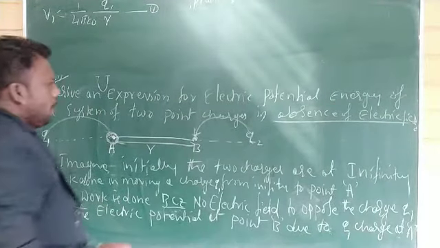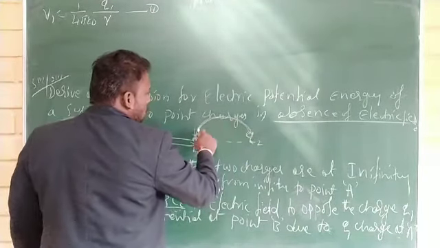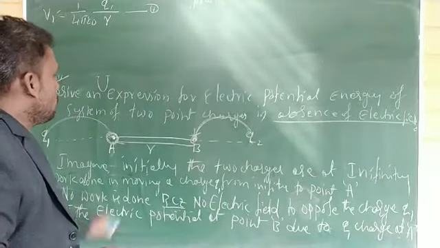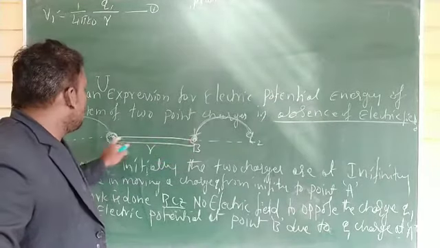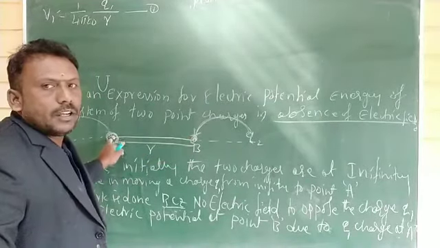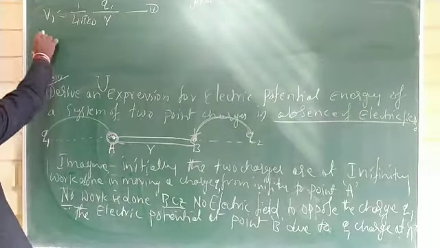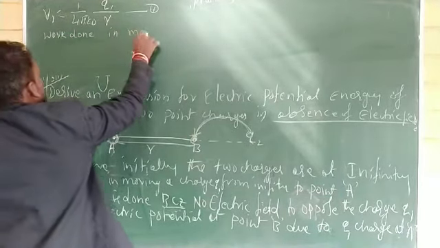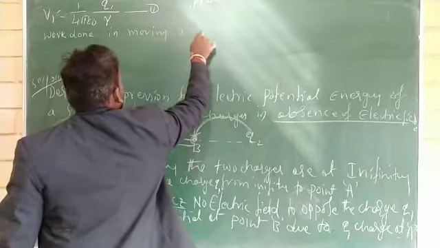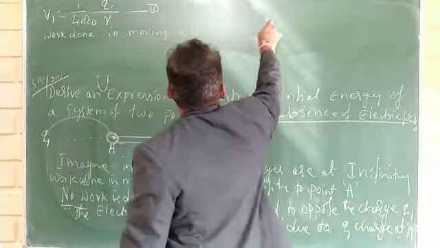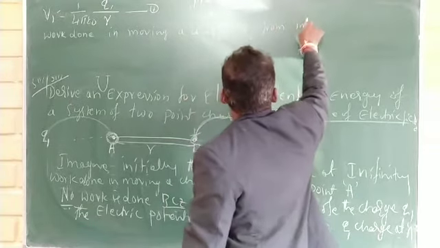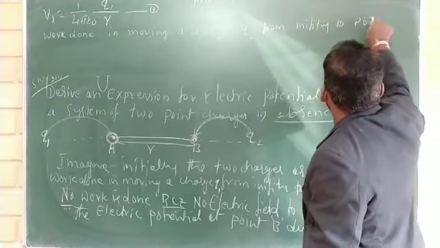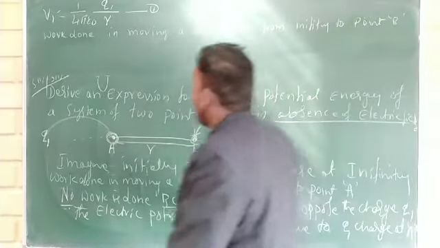After that, work done in moving a Q2 charge from infinity to point B: work has to be done, because the electric field due to charge Q1 opposes the charge Q2.